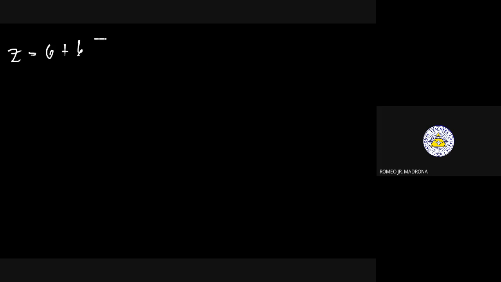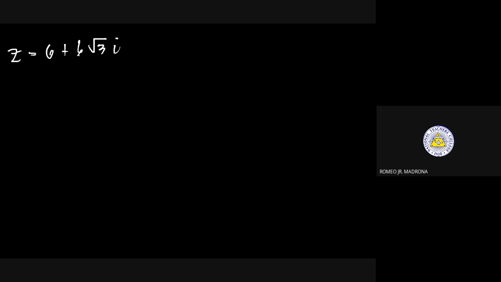Plus 6 square root of 3i. Okay. This is the rectangular form. Alright. So, we need to convert this to standard polar form. Actually, yung standard doon, wala namang masyadong bearing kasi alam naman natin yung polar form niya. Okay. So, paano ba natin i-solve?